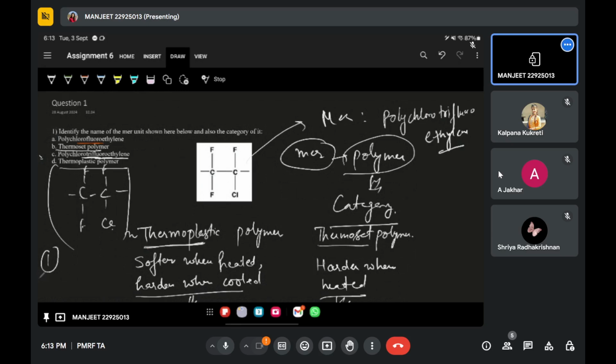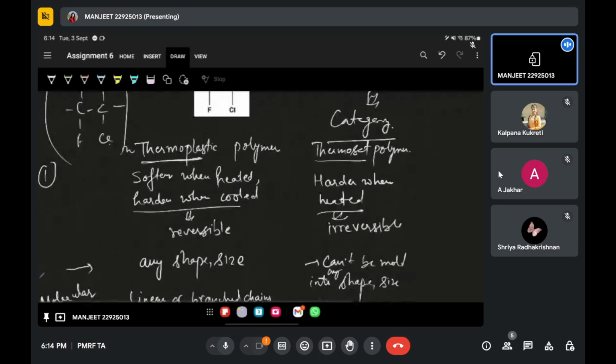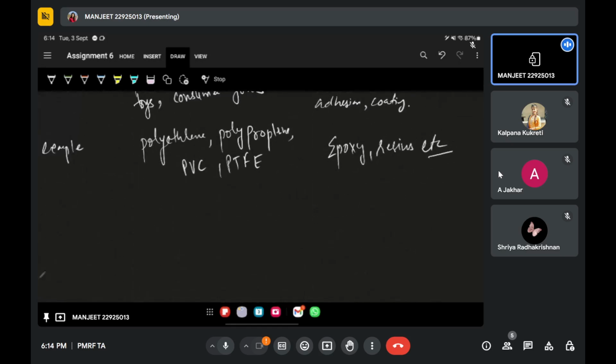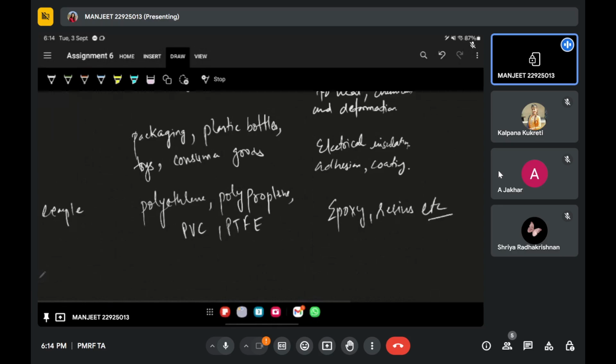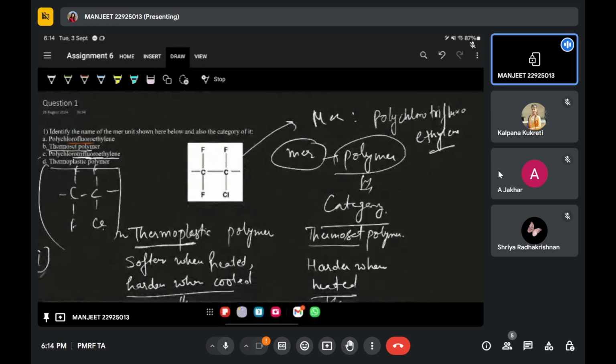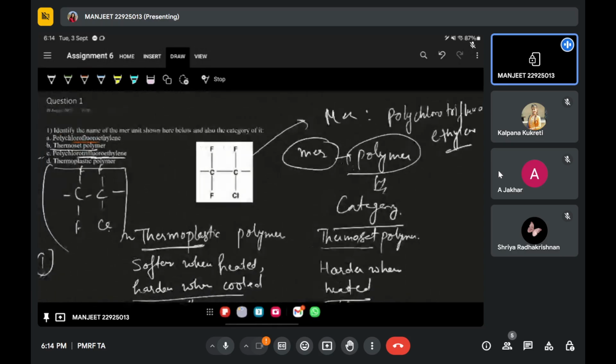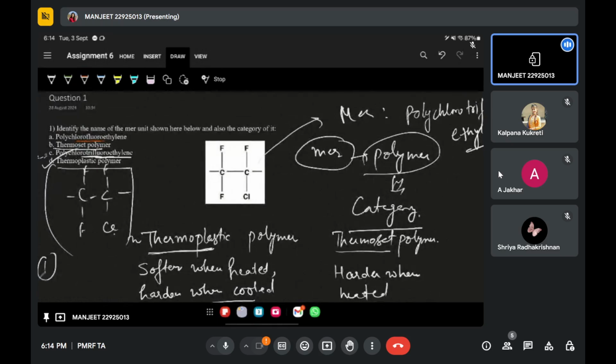This is the figure that is shown here. And in which category does it belong? That will be the thermoplastic one, because we have written here the examples for the thermoplastic: polyethylene, polypropylene, PVC, PTFE. This is the same thing. So the category it belongs to will be the thermoplastic polymer. So C and D are the correct answer for this question.